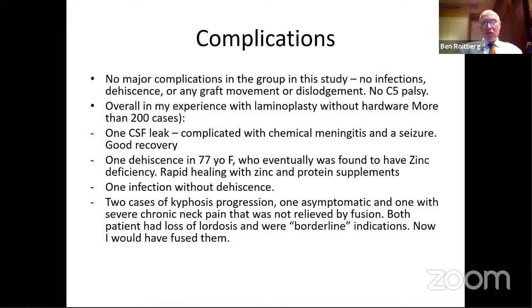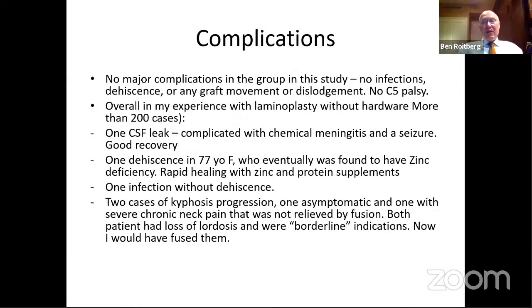In that study, there were no major complications, no infections, dehiscence, or any graft movement or dislodgement, and specifically no C5 palsy. Again, laminoplasty without hardware is a specialty thing. It's not something that fits all patients. A lot of patients have deformity, kyphosis, and other reasons to do a laminectomy and fusion.